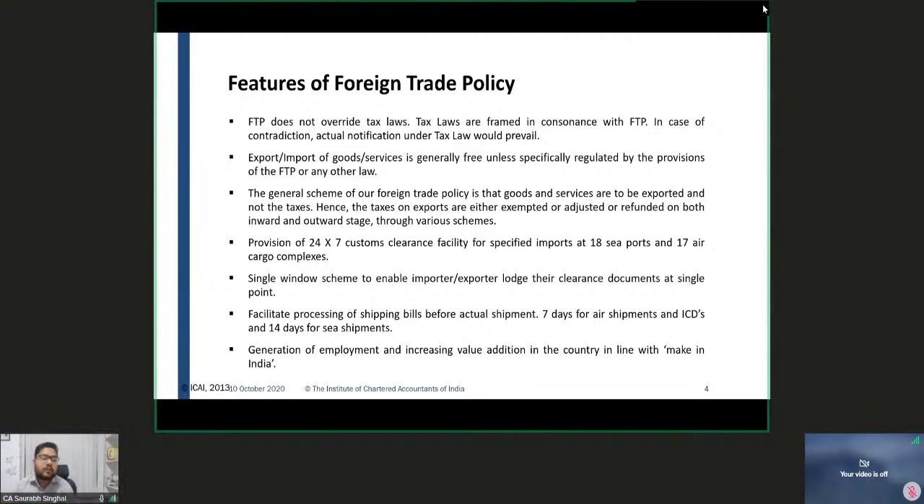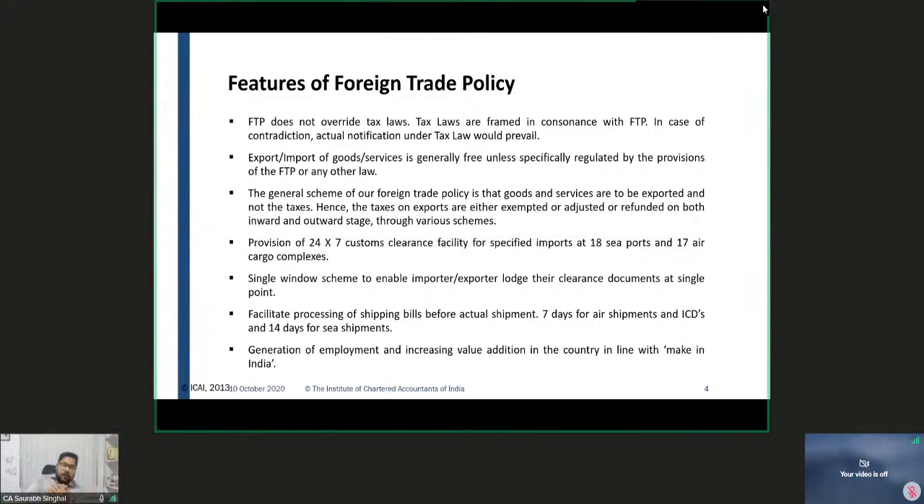Now our foreign trade policy also provides for easy customs clearance and anytime customs clearance. There are provisions which provide for 24/7 customs clearance at some specified ports. Another feature is single window clearance. Exporters, for filing shipping bill and bill of export, and importers, for filing bill of entry, should be given a single window for all the documents that they have to submit so that their clearance process is simpler.